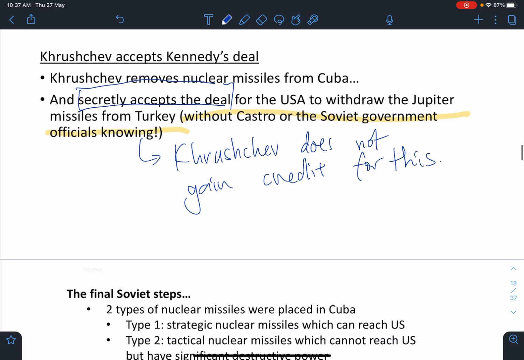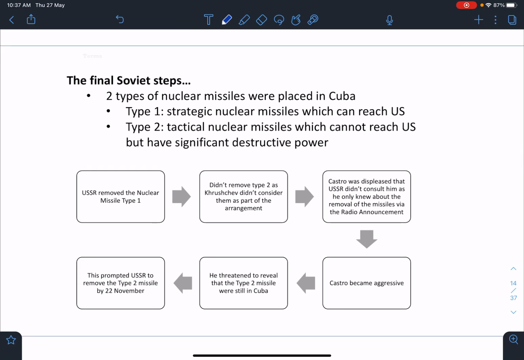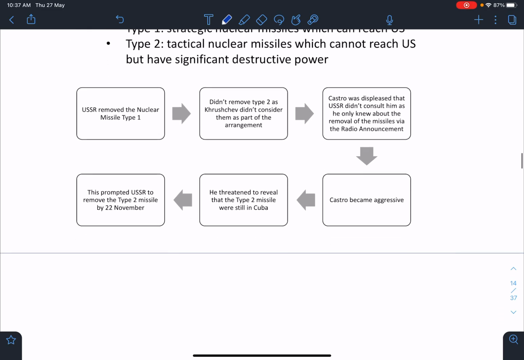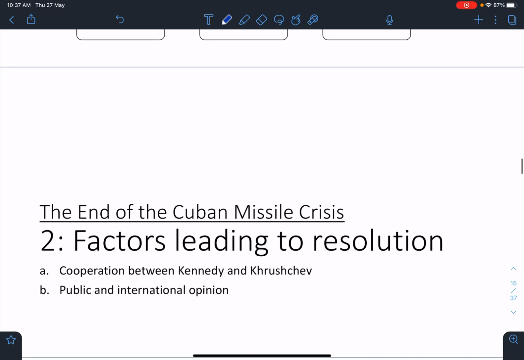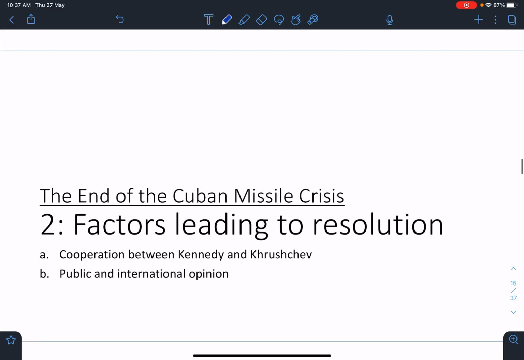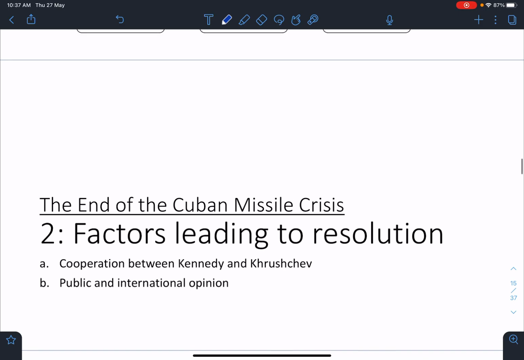Okay, so you can go through and look through this. There is more information in the textbook. I'm not going to cover it here. You can just go and read through by yourself. The summary is that eventually all the Soviet missiles were taken away from Cuba. Okay, and that is where we will end. In the next chapter, this is what we're going to look at. How we have looked at the story, then we're going to look at what contributed to the resolution of the crisis.